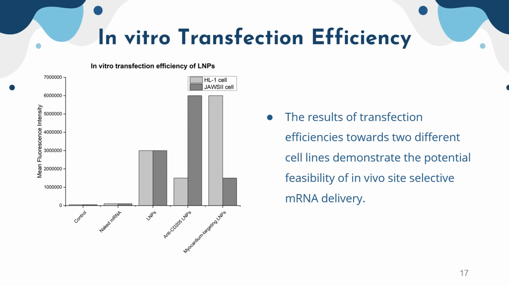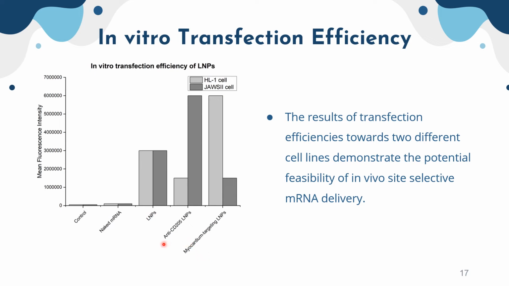For in vitro transfection efficiency, the fluorescence signal of EGFP can be detected by flow cytometry when the mRNA is successfully translated into the protein. Anti-CD205 lipid nanoparticles and myocardium-targeting lipid nanoparticles lead to selective transfection efficiency.